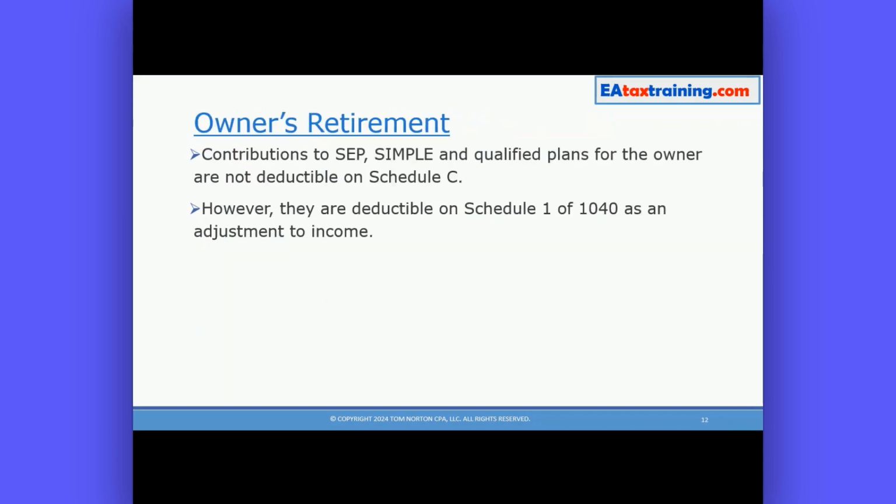Retirement. In a later video, one of the specialized topics videos, we're going to go more in depth about retirement for businesses. But I just did want to point out here in a few slides what your options are as a self-employed person for retirement. You can set up a SEP or a simple plan or other qualified plan. They are not deductible, though, on Schedule C. Instead, they are deductible as an adjustment on Schedule 1 of the 1040, similar to the health insurance.